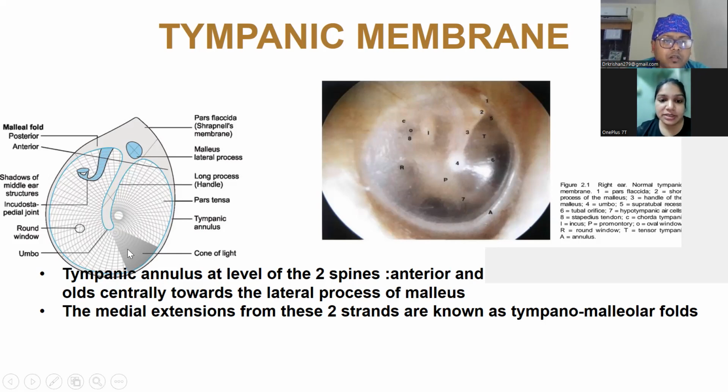That cone of light is seen in the anterior-inferior quadrant, which is very important. This shows that the tympanic membrane is in its usual, normal site. Also, the umbo, which is the most lateral part of the tympanic membrane, is the last part of the handle of malleus. That forms the umbo. And there is just a reflection of the round window, which is seen through the transparent tympanic membrane.